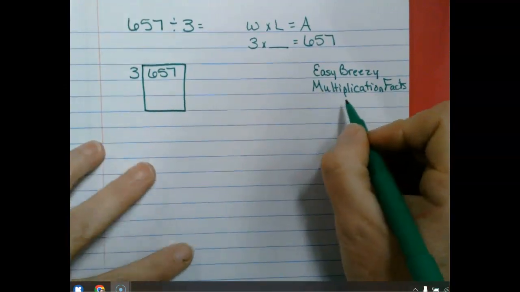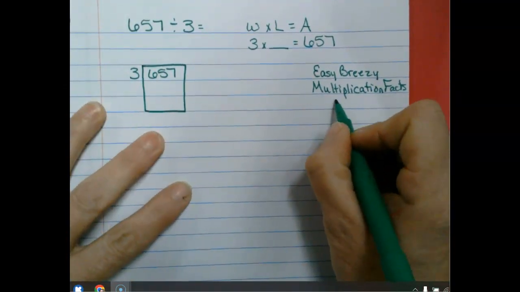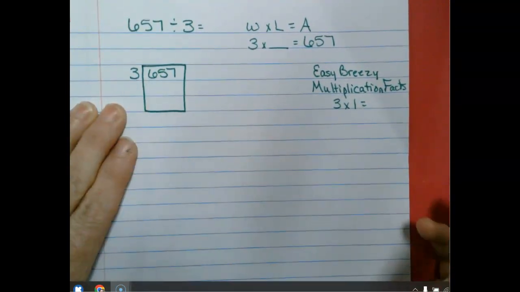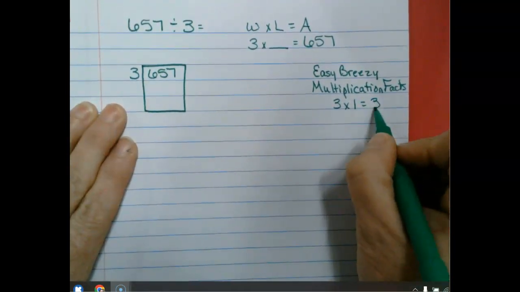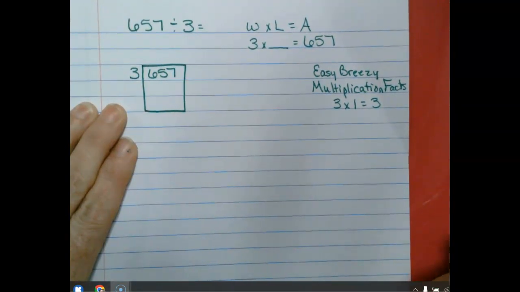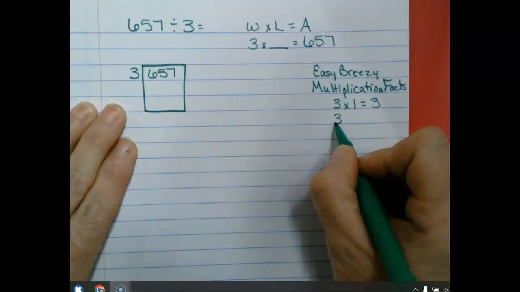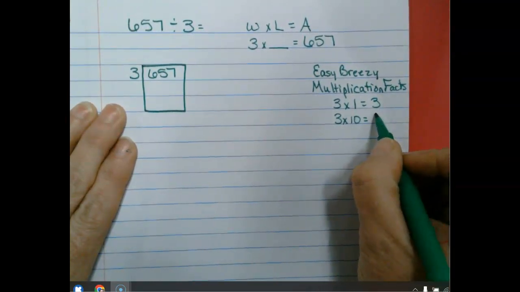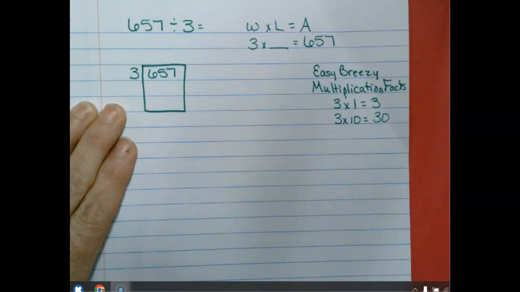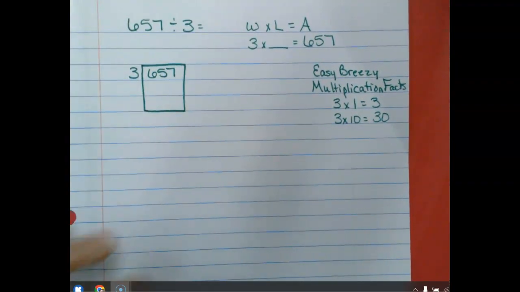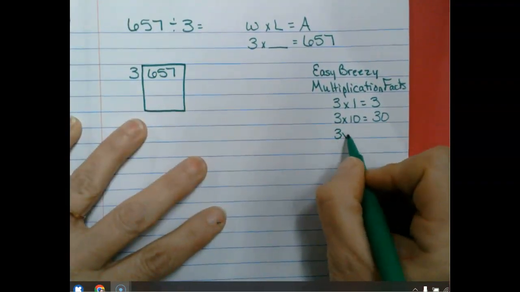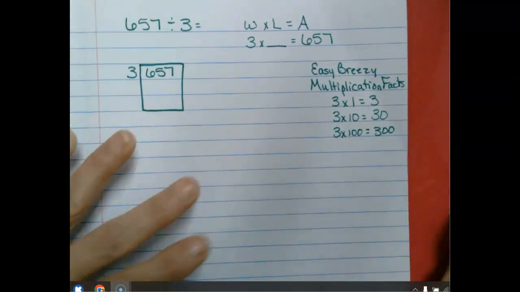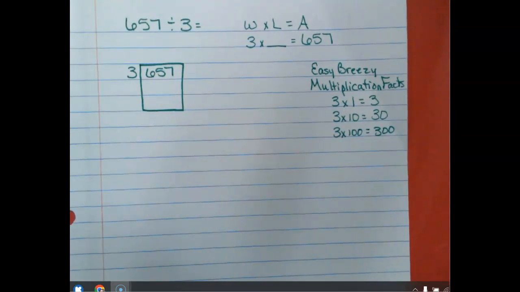So, the first one I'm going to look at here is going to be 3 times 1 because I have the factor 3 already. And I know that 3 times 1 is 3, right? That's very simple. Well, if I know that 3 times 1 is 3, I know that 3 times 10 is, that's right, it would be 30. I'm just adding the 0, right? And then I know that 3 times 100 would be 300. I'm just adding 2 zeros, okay?